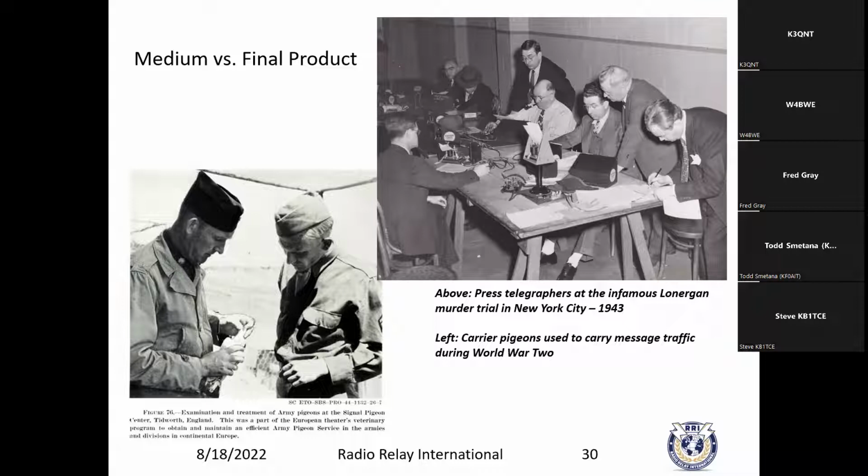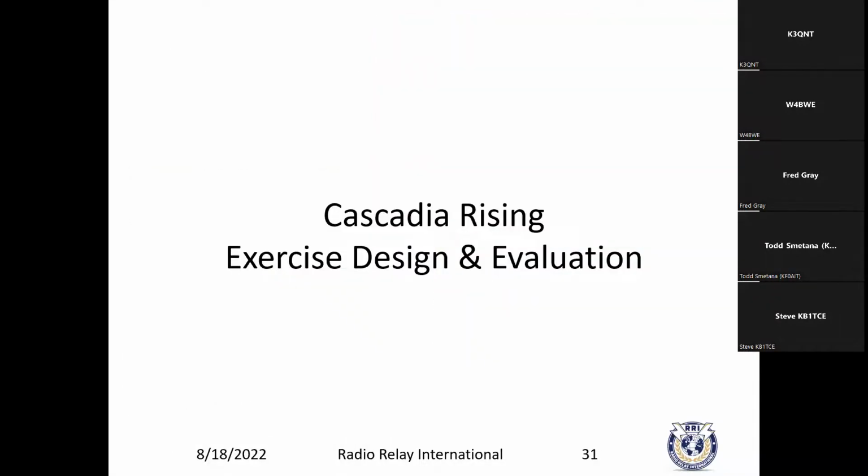Okay, so there's some examples here. The press telegraph operators at the infamous Lonergan murder trial there in New York City in 1943, and then of course some soldiers in World War II using carrier pigeons. But they worked.